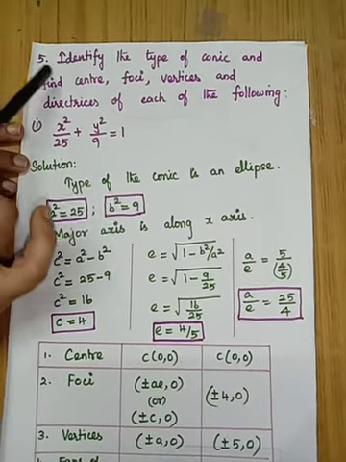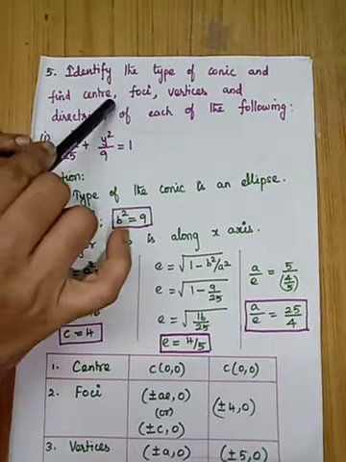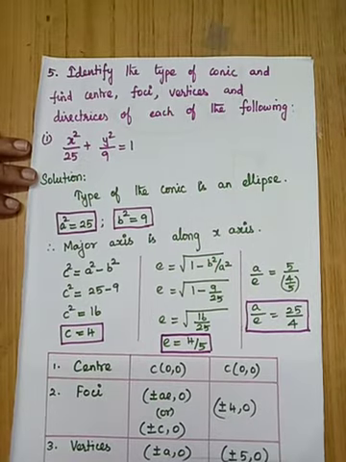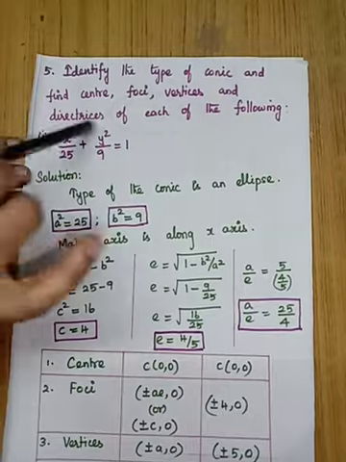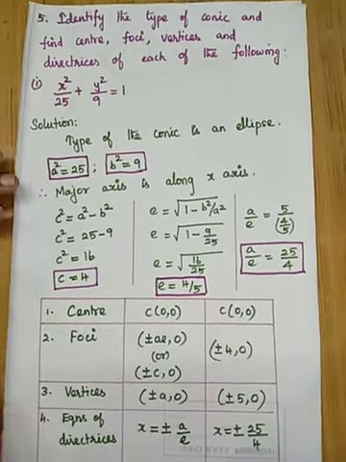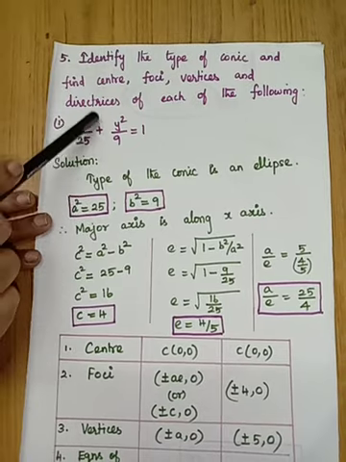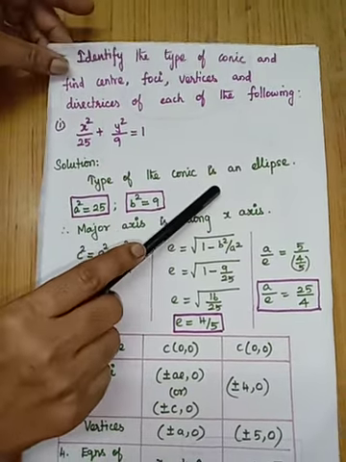The fifth question, identify the type of conic and find center, foci, vertices and directrix of each of the following. Here the equation is given. We are going to find the properties of the ellipse. Okay, so first we have to identify the conic. So on seeing this, the type of the conic is an ellipse.